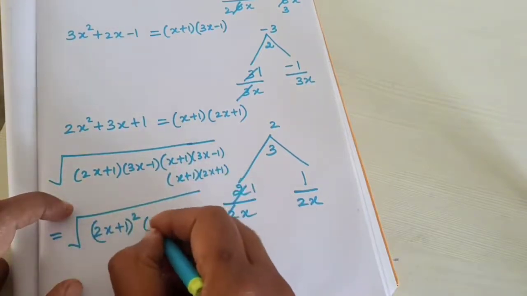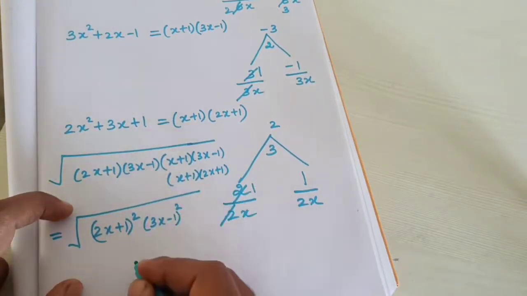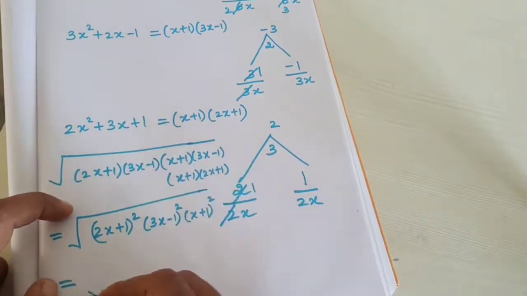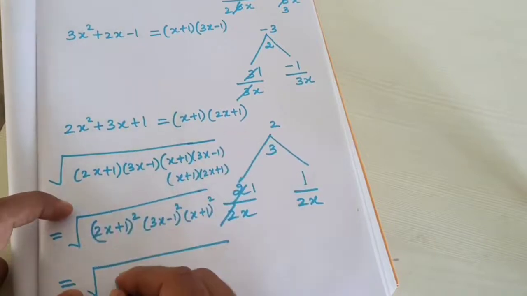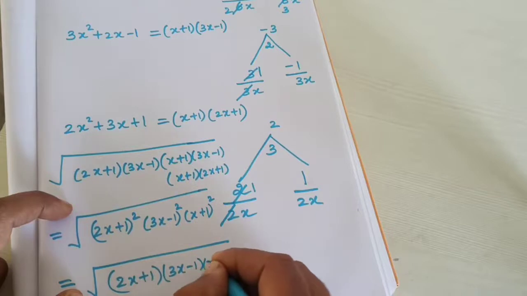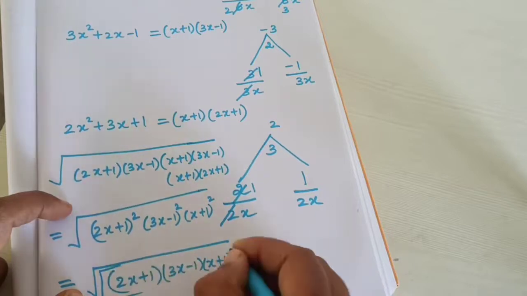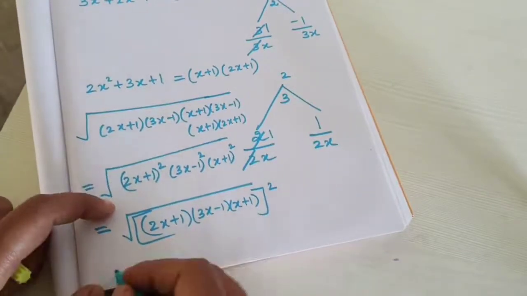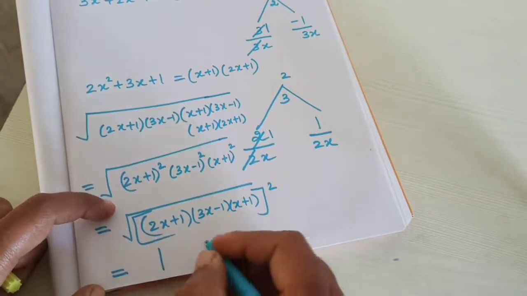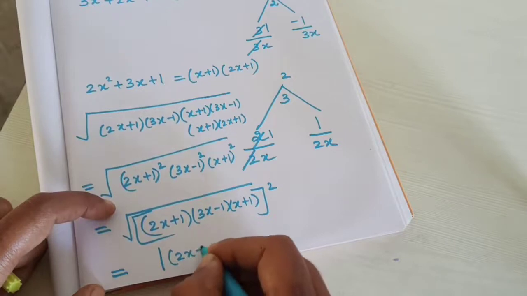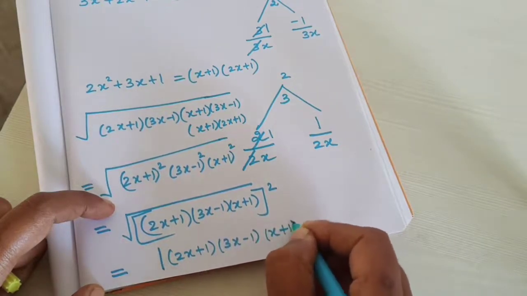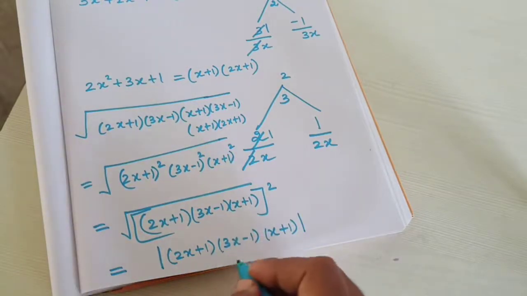Then 3x minus 1, 3x minus 1, 3x minus 1 the whole square. After that, x plus 1 the whole square, which is equal to. On the whole you need to write 2x plus 1 into 3x minus 1 into x plus 1 the whole square. Now square and root get cancelled. What is the last thing? You need to write inside the modulus, that means absolute value. So 2x plus 1 into 3x minus 1, then x plus 1. Okay, that's all this question.